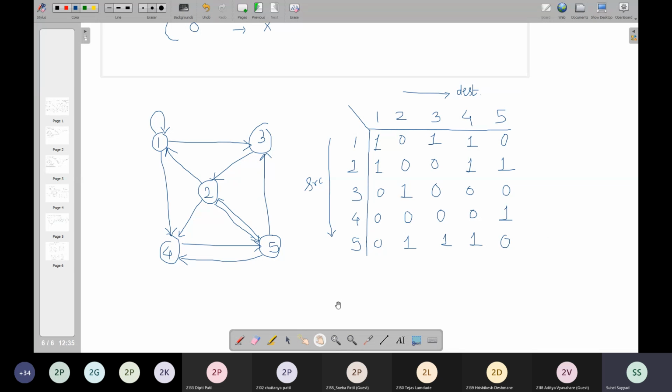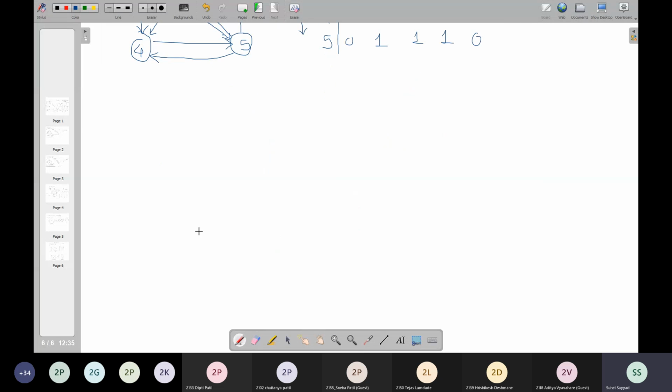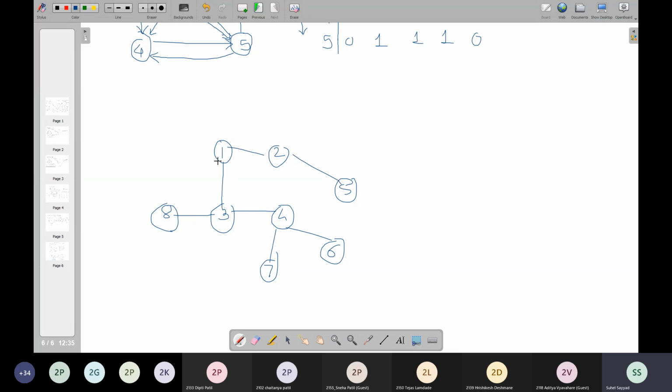So now students, imagine that I'm having a graph like this. Suppose I'm taking another figure now. Suppose I'm having a graph like this. Okay, so 1, 2, 3, 4, 5, 6, 7, 8, and I'm having these edges. Suppose this is my given graph.